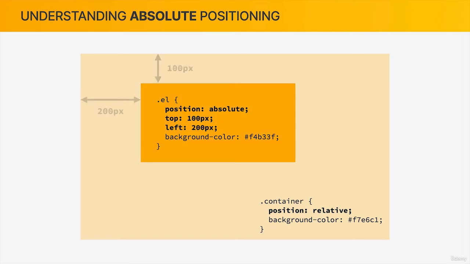And so therefore, it will be located exactly 100 pixels from the top of its relatively positioned container element and 200 pixels from the left of its, again, first relatively positioned container element. And it's important to mention that it is the first parent element that has position set to relative from which the absolutely positioned element will be placed. Okay? And so I hope that with this visualization, it became even more obvious how absolute positioning works in CSS.